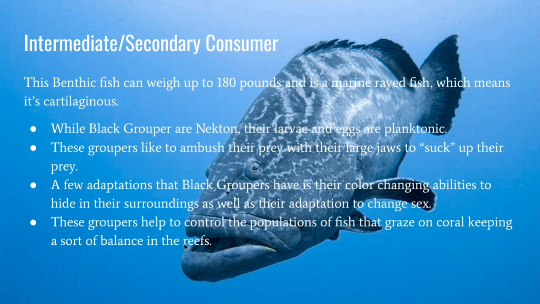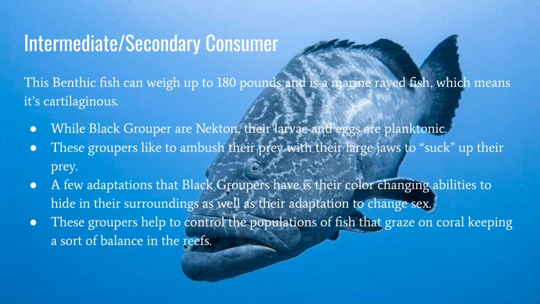While black grouper are nekton, their larvae and eggs are planktonic, which makes sense because their eggs and larvae don't have any fins to swim with, so they'd basically be floating around in the open ocean. Some adaptations the black groupers have is their color changing abilities to hide in their surroundings, as well as their adaptation to change sex. I found that interesting because that's just weird. I know a lot of different animals can do that, but it's just different to me.